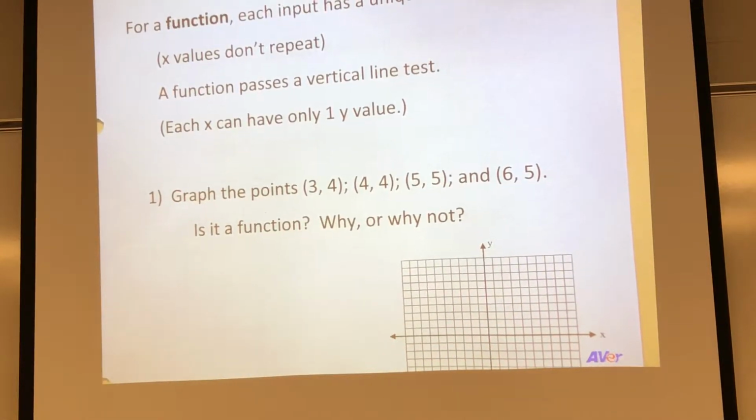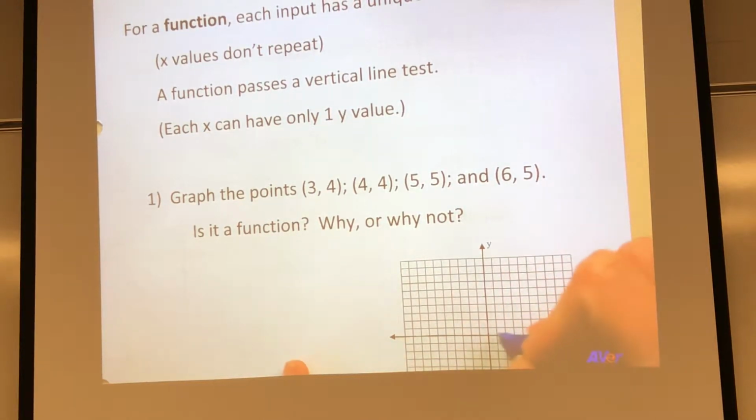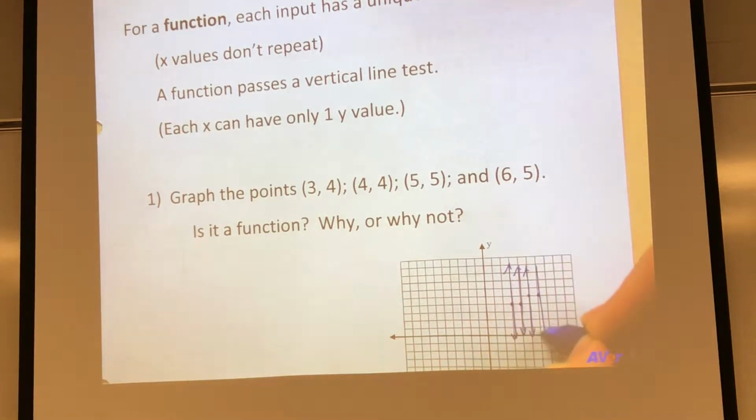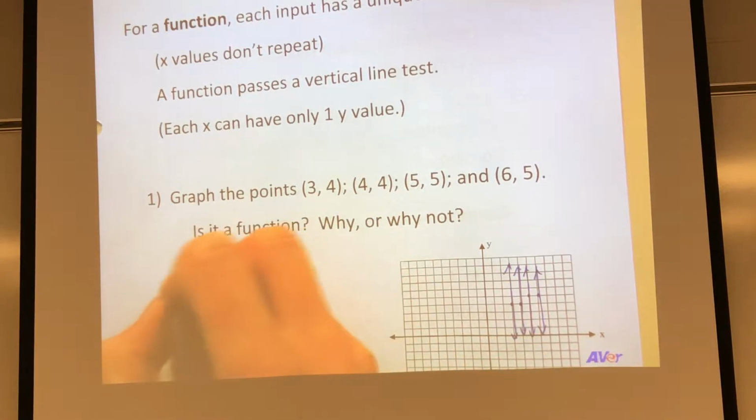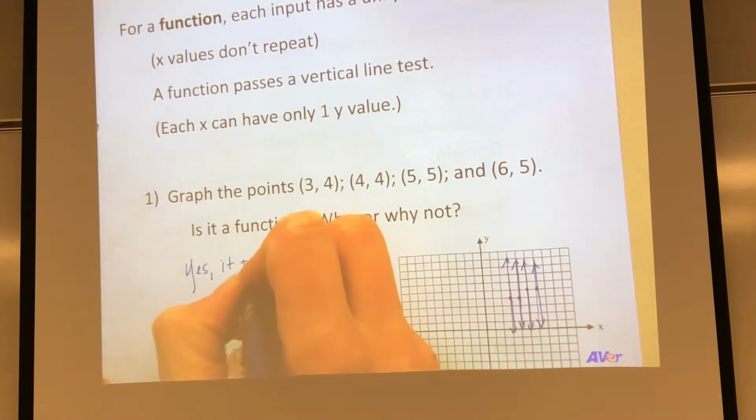All right, so I want you to start by graphing those 4 points and using the vertical line test to determine whether or not it's a function. When we graph them, if we draw a vertical line, any vertical line is only going to pass through at most 1 point. So we would say, when it says, is it a function? Yes. It passes the vertical line test.